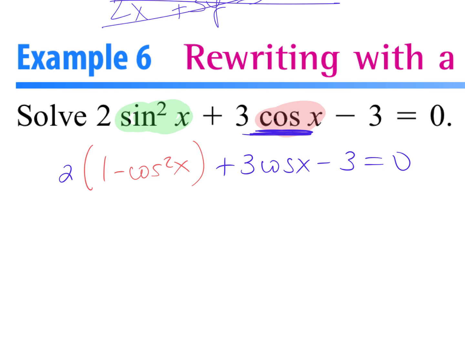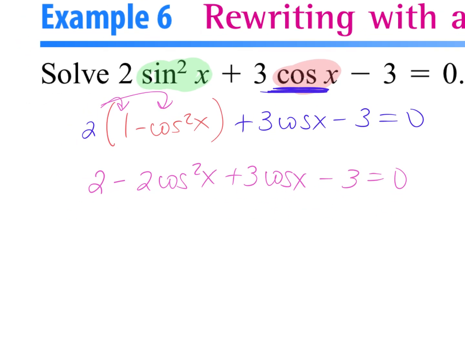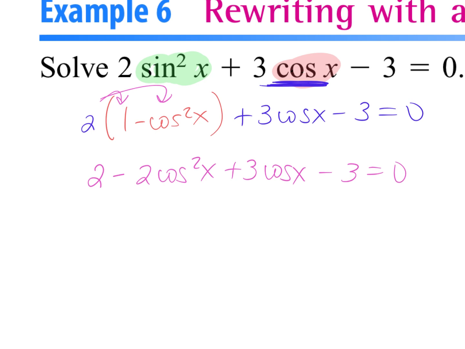What do you think I do with that 2 out in front? Okay, let's distribute it. So I have 2 minus 2 cosine squared x plus 3 cosine x minus 3 equals 0. All right, perfect. Now I have 2 trig functions. They are the same. One is squared, one's not. If cosines were replaced with x's, can you move it? Absolutely.